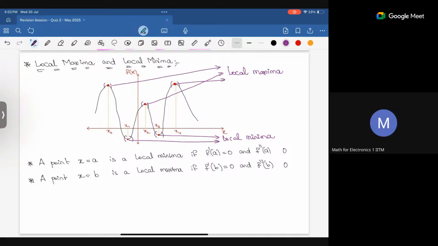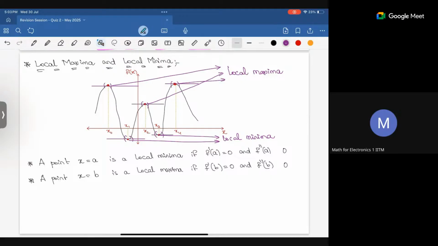There are some conditions and properties for these local maxima and local minima. A point x equals a is a local minimum if the derivative at that point is 0. You can clearly see the derivatives at these points are nothing but the slope of these lines, right? So the tangents at these points will be parallel to the x-axis. So whether it is a local maximum or a local minimum, the slope will be 0. That means the derivative at that particular point will be 0.